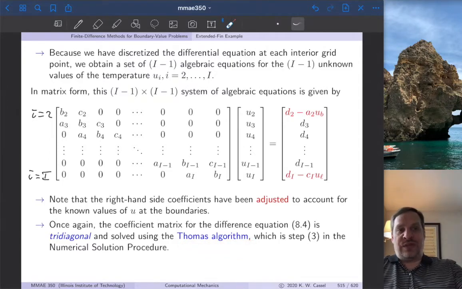So that is then step 3. So step 1, get the governing equation. Step 2, discretize the governing equation using finite differences. And then that results in a system of algebraic equations, which is what we have here. And then step 3 is to solve that system of equations to get the actual numerical solution. And in this case, we would do that using the Thomas algorithm.